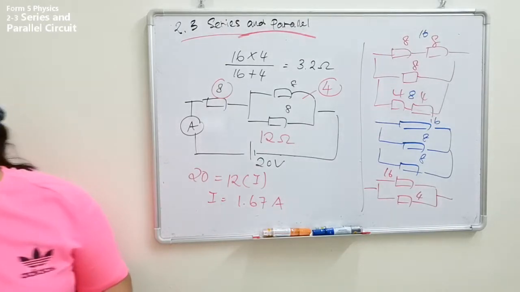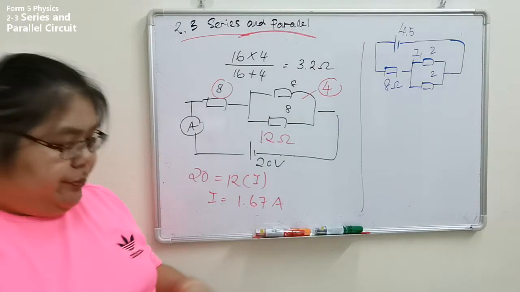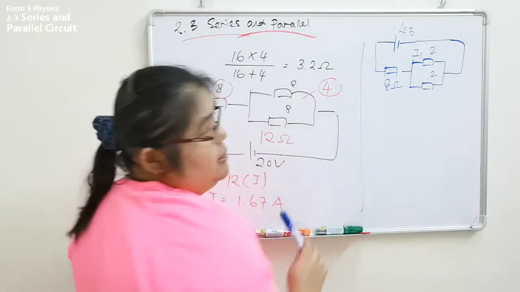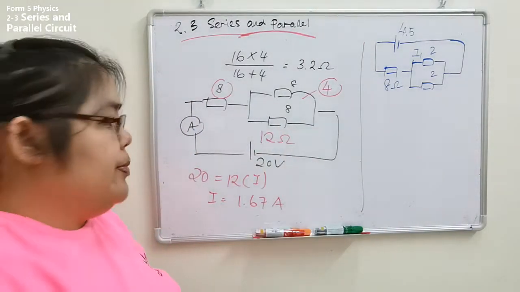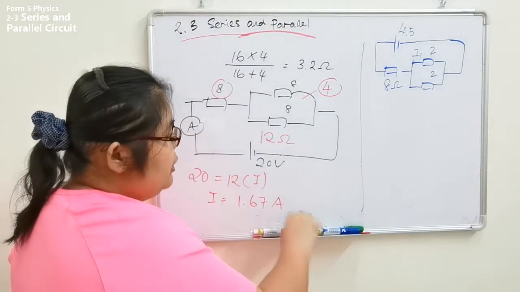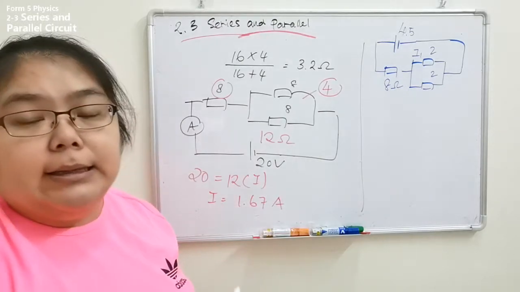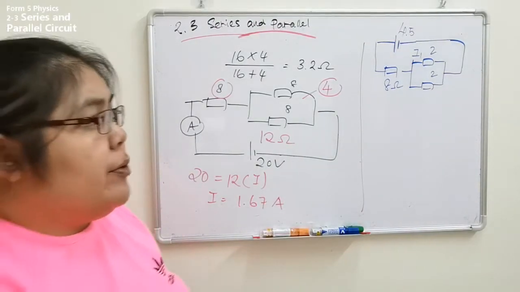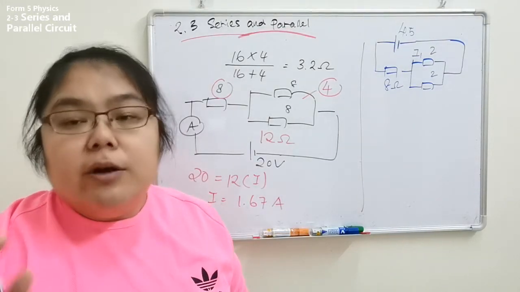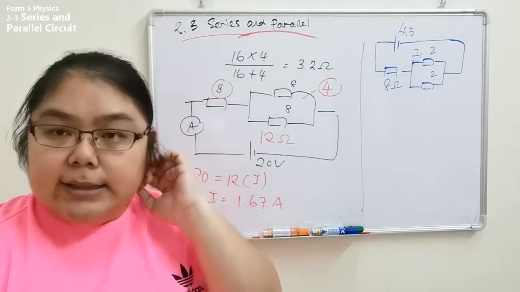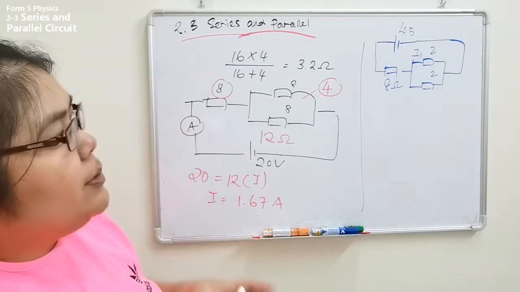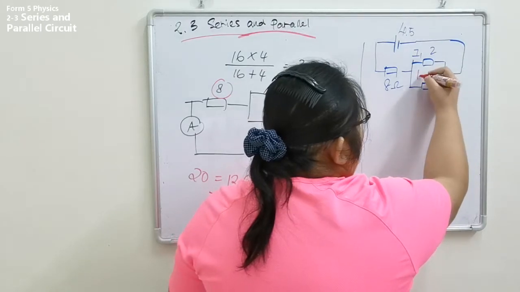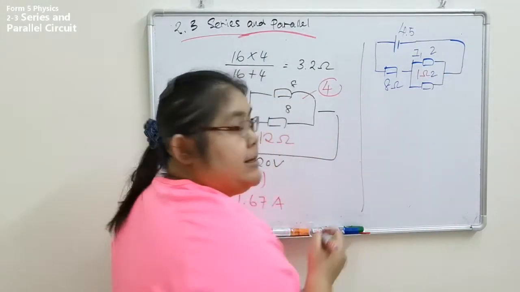Okay, let's see the second one. For the second one, they want to find I1 because the ammeter is here, so we take this one as I1. What we need to do is find the total I. From here we still need to find the total I. Remember the formula for the current divider. We also need to find out how much the total I is. So from here find the resistance first. These two will become 1 ohm, so total is 9 ohm.